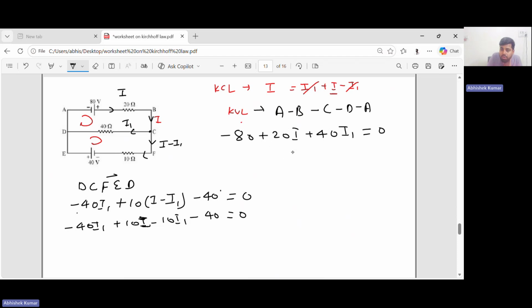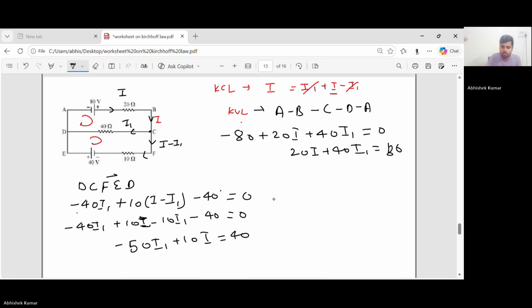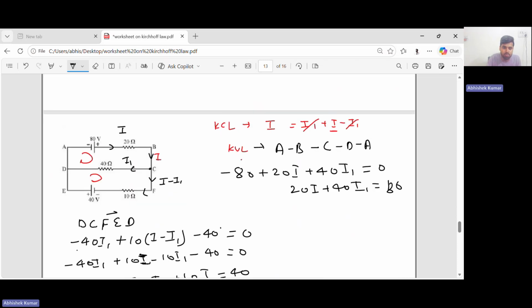So from here, how much did you get? You got 20I plus 40I1 is equal to 80. Now from here, how much will you get? Just find it now. Minus 40I1 minus 10I1, how much? Minus 50I1 plus 10I is equal to 40. Now you got two equations, solve them and get the answer. Clear? I hope it is clear what I'm trying to say to you. Okay.